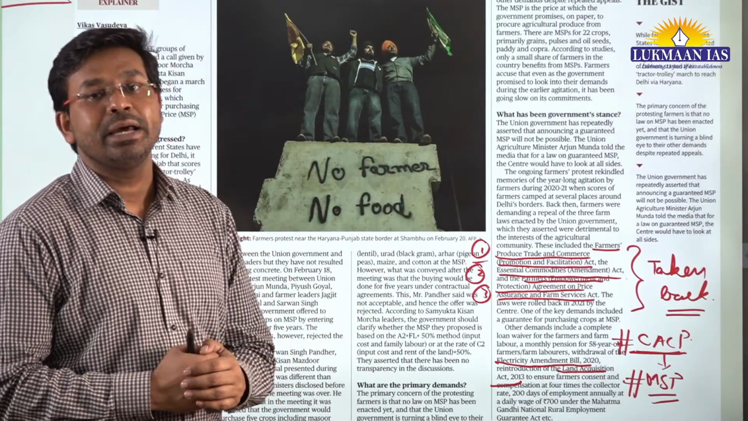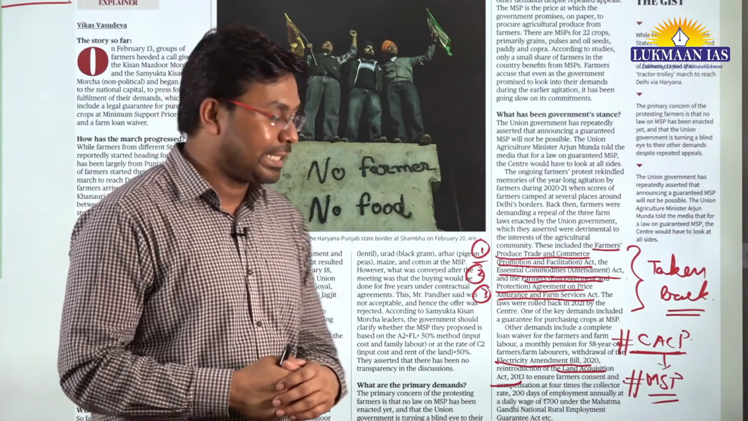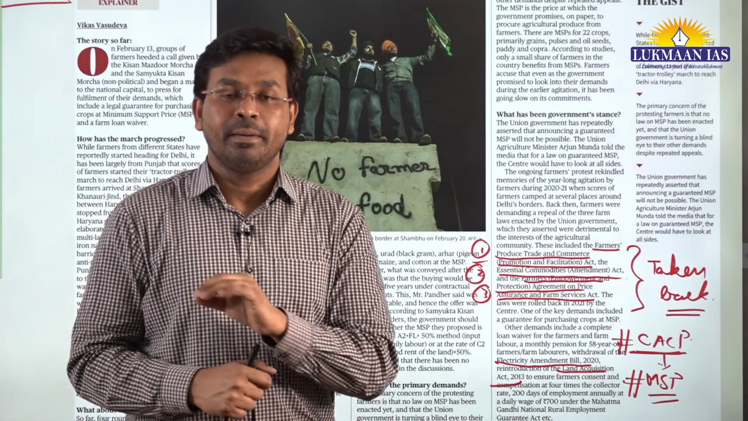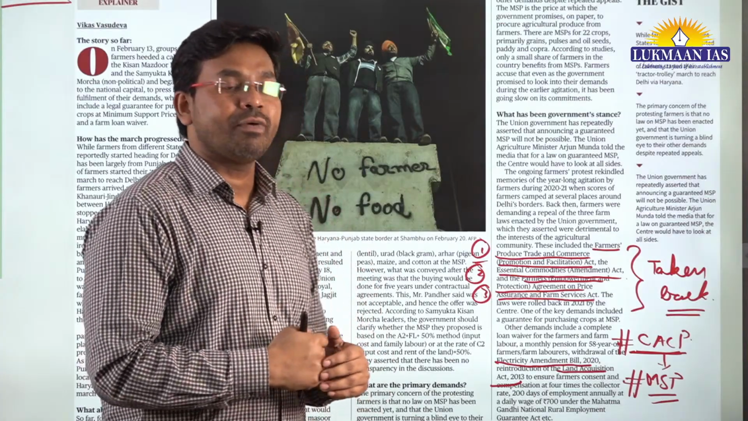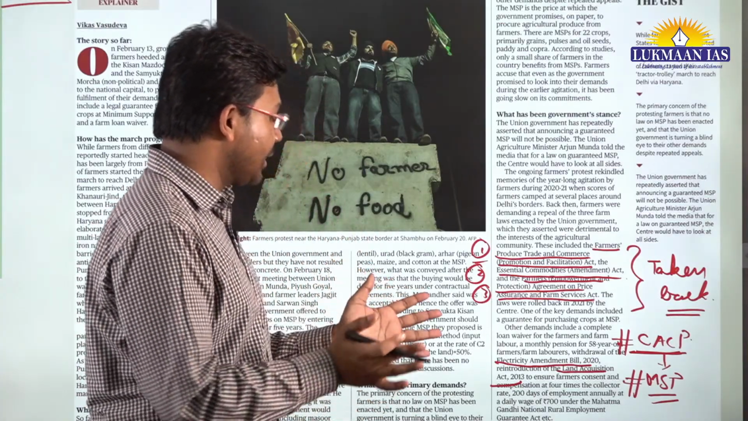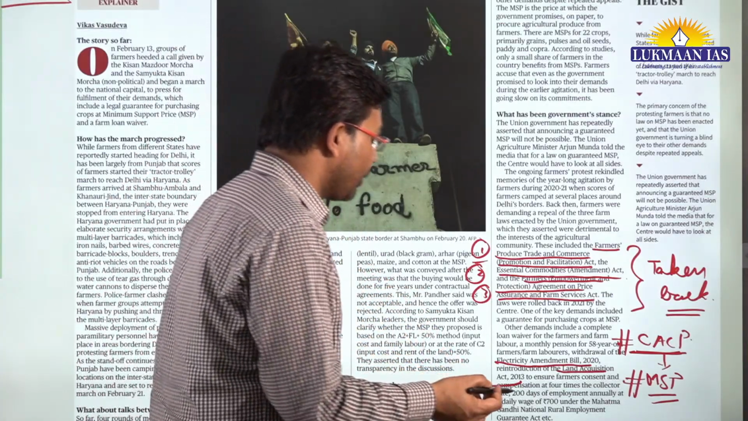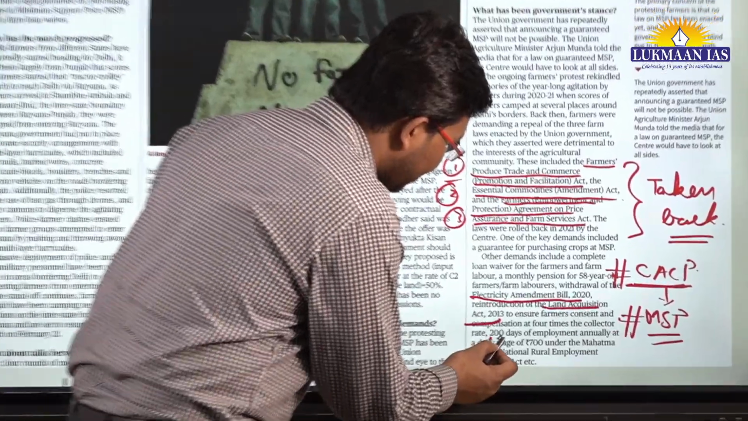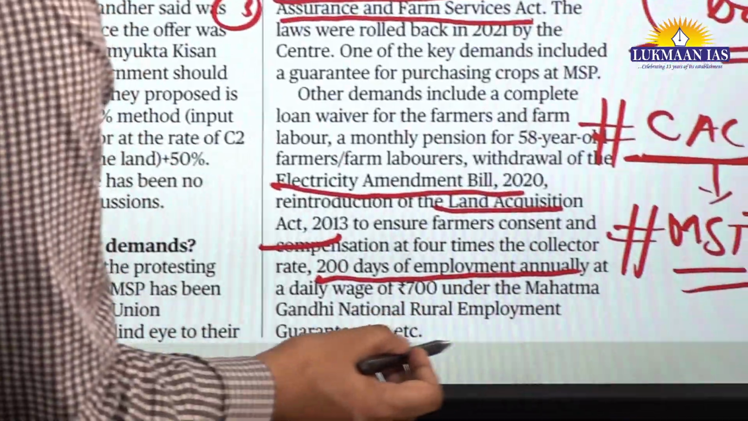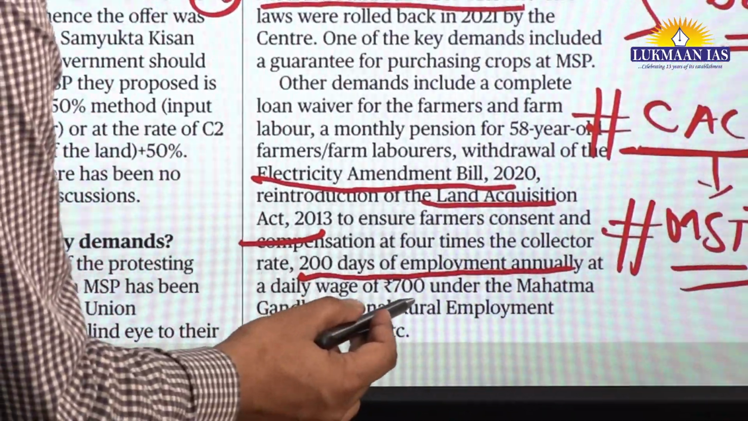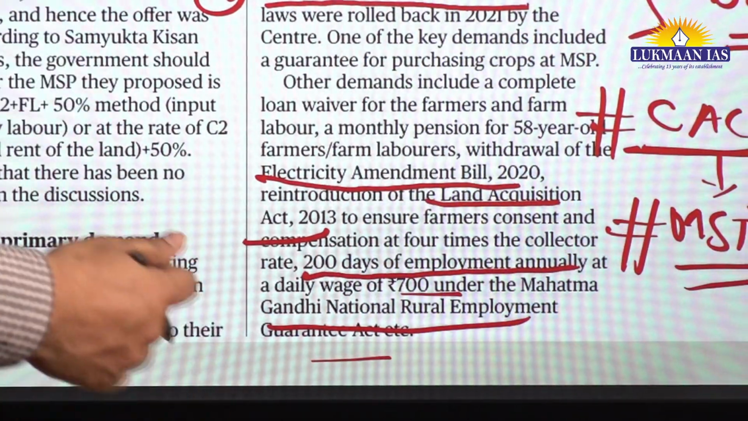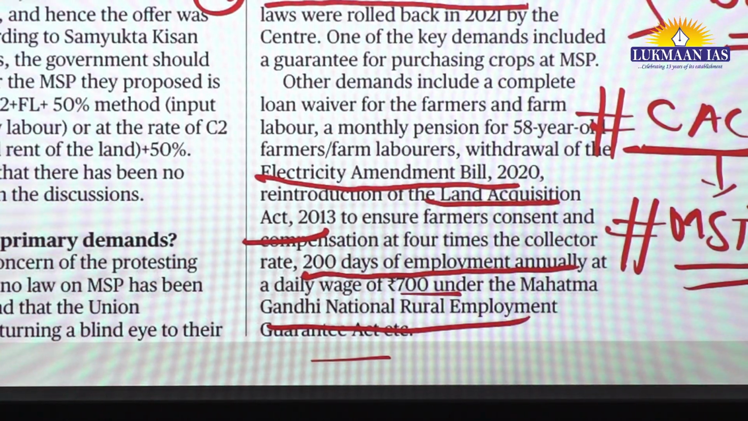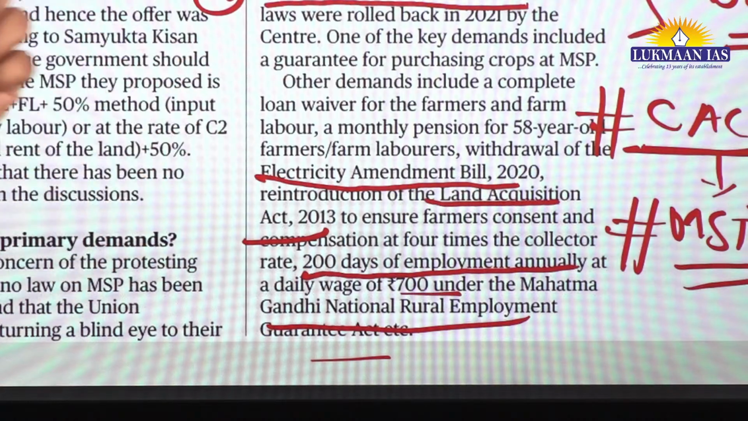Apart from this, farmers are also demanding farm loan waivers. If farmers have taken loans, they should be waived off by the government. Farmers also want 200 days of employment annually at a daily wage of ₹700 under the Mahatma Gandhi National Rural Employment Guarantee Act. So these are some of the things that the farmers are demanding.